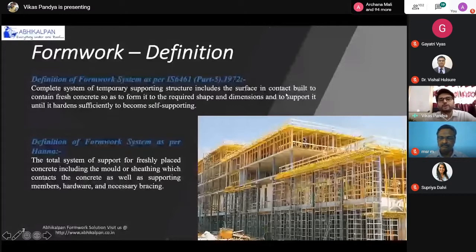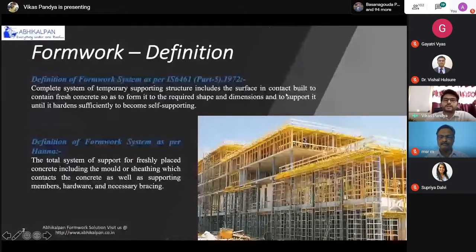And then we'll talk about the economy. As far as economy is concerned, formwork carries 40 to 50% of the cost of entire RCC work and up to 10% of the cost of your entire project. So when we talk about the economy of a project, if we control the cost of formwork, then definitely you will save a lot of money in terms of your entire project.